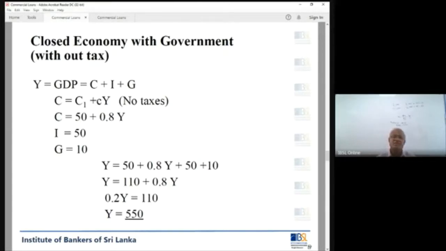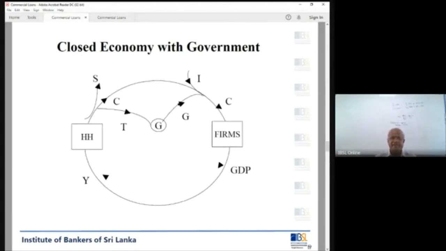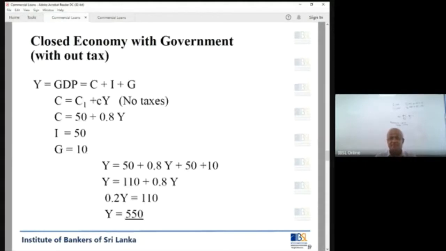Calculation, how do they calculate? C equals C1 plus CY, the same consumption function. In the model, I have indicated T. T0. We assume T0 because in the next model, I am going to relax that. Then, no taxes: 50 plus 0.8Y. Investment expenditure, the value of investment, is 50. Now, government expenditure is coming. Government demands 10 million worth of goods and services from the business sector. G, their contribution to the aggregate demand, is 10.